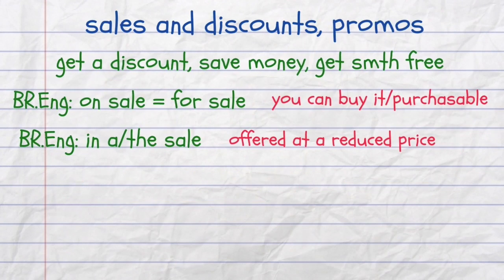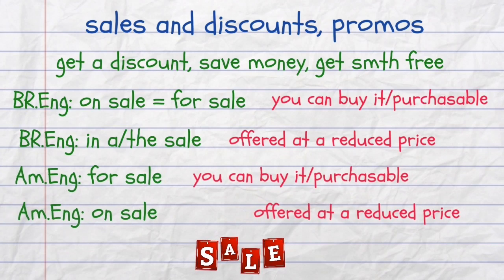You can get a discount and save a lot of money and even get something free in sales and during promos or promotions of different goods. In American and British variants of English, the word sale may be used a bit differently depending on the preposition it comes with. In British English, on sale or for sale means that you can buy it, that the goods are purchasable. But if something is offered at a reduced price, for example in a shop, then it's in a sale or in the sale.